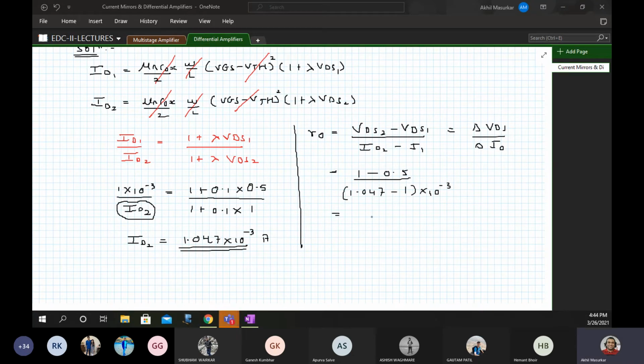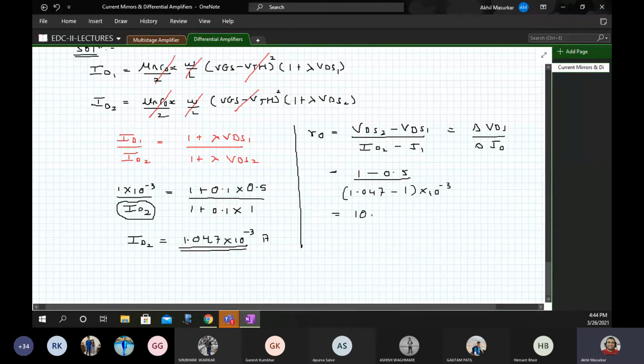Yes, the answer is correct. That is 10.5 kilohms. Now I want you all to solve this same thing again, ID2 and R0.